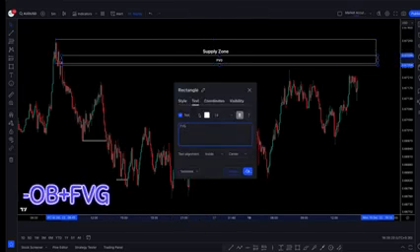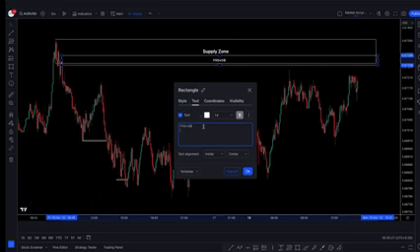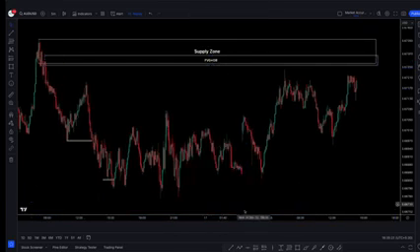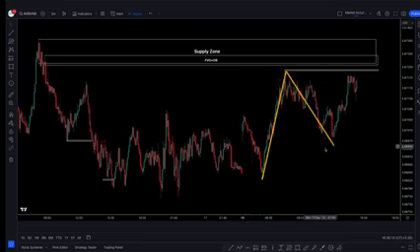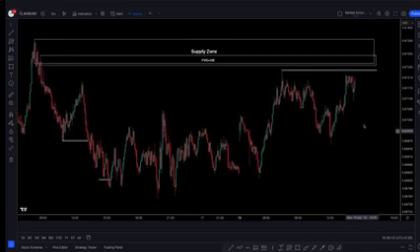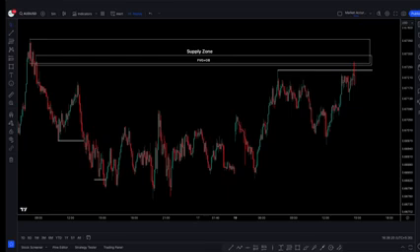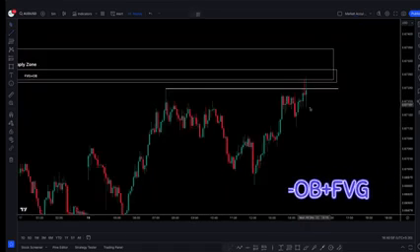And then here we have FVG plus OB. And we have an ABC formation happening here. We have an A leg, we got the B leg, and we got the C leg. This happened recently, actually. Let's see how this plays out. Now we have a push up into the market, into that fair value gap plus OB.